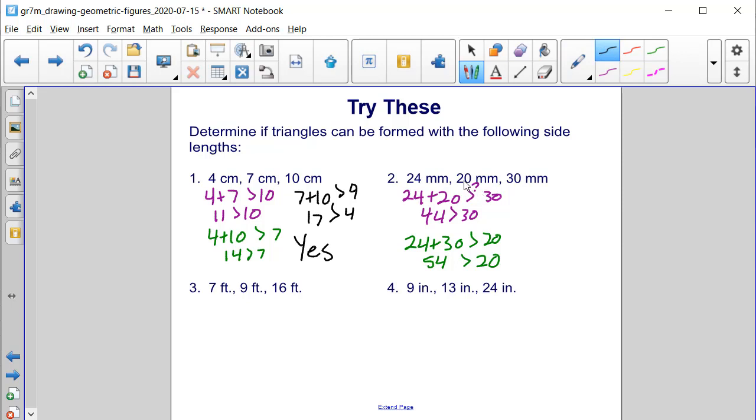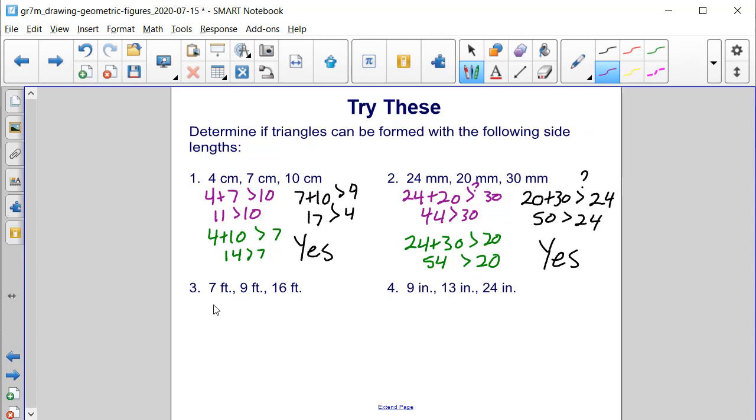Now let's try the last set, the second and third. So we have 20 plus 30. The question is, is that greater than 24? Well, when we add up 20 and 30, we get 50, and that is greater than 24. So all 3 of these inequalities worked, therefore, yes, this also forms a triangle.